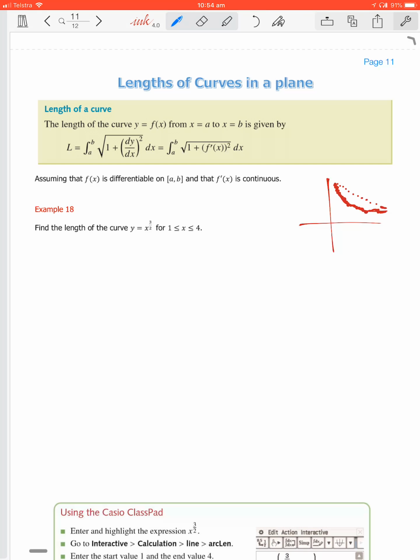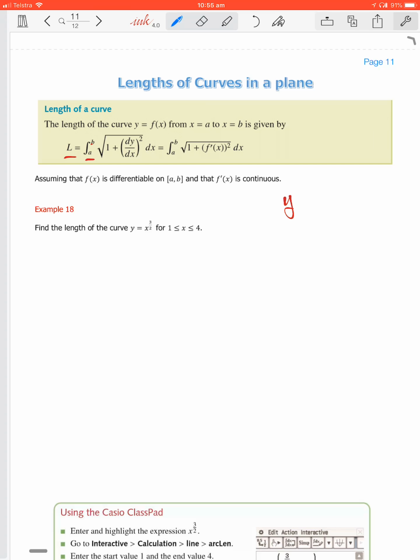We've got a formula here, which is the length from the starting point, that would be A, to our end point, that would be B, of the integral of the square root of 1 plus dy/dx squared. Or from A to B, the square root of 1 plus f dash of x squared dx. We could test it to make sure that it works.